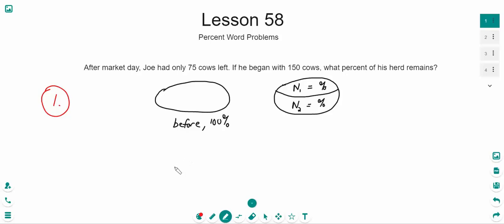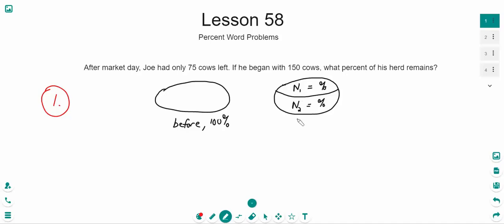Okay. Now, the second step is to try to fill in these bubbles with all the information that they've given us. Okay, and each problem is going to be different. It's going to give us different pieces of the puzzle. So we need to go through the problem, pull out the information, and put it in the right spot in the diagram. So let's take a look. After market day, Joe had only 75 cows left. So that definitely doesn't belong in the before bubble. That's in the after bubble. And 75 is not a percentage. So it's not going to be one of these percents. It is an actual number. And so that's going to be one of these numbers.